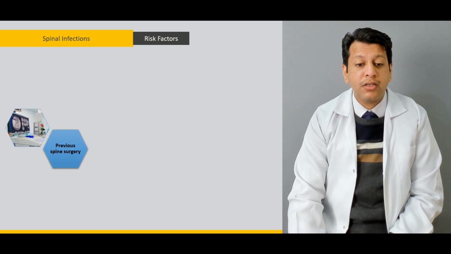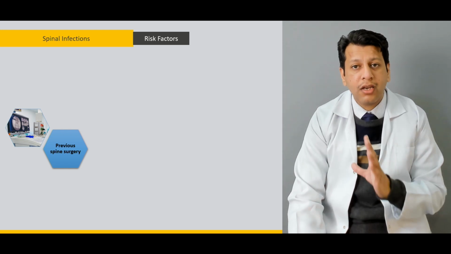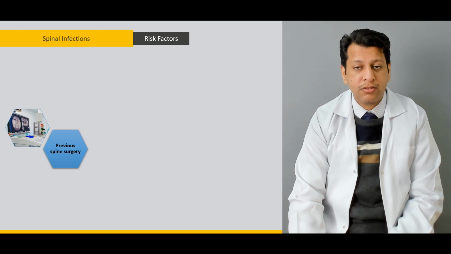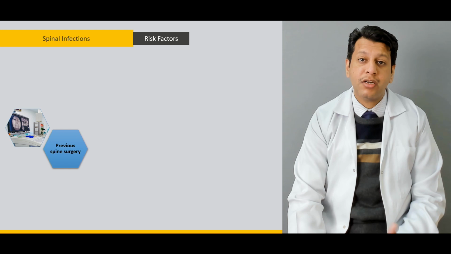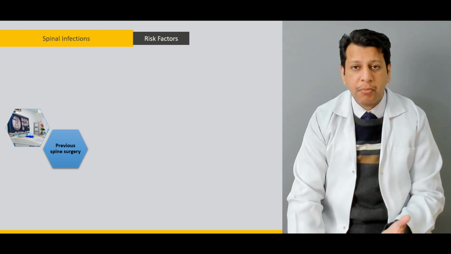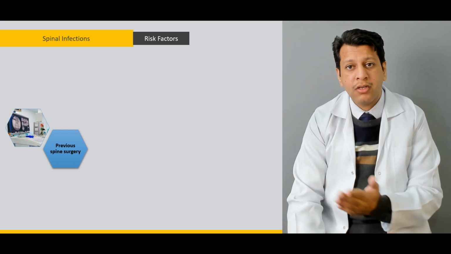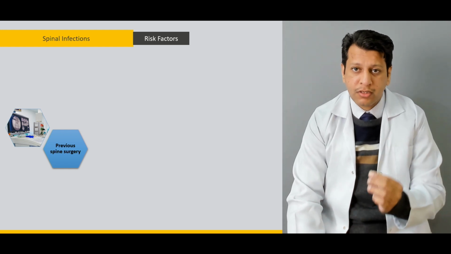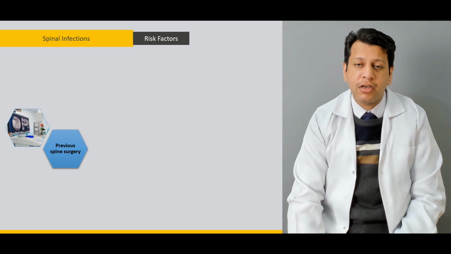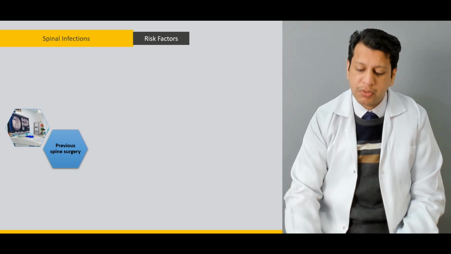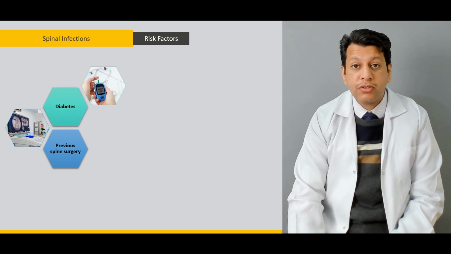The most common, if it's direct inoculation, could be due to previous spine surgery, because there has been a breach of the soft tissue. The skin has been breached, and there may be direct inoculation or spread. A patient may get that sort of problem once the patient is out of hospital, and the skin incision may get infected and eventually lead to some form of spinal infection as well. Then some of the other causes include diabetes.